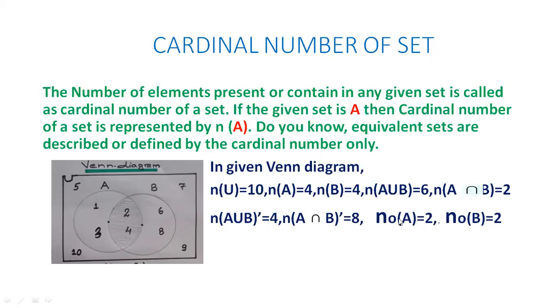How to read this? A and not B. A and not B means this only A. Only A means this, 1 and 3. These 2 elements are from only A.